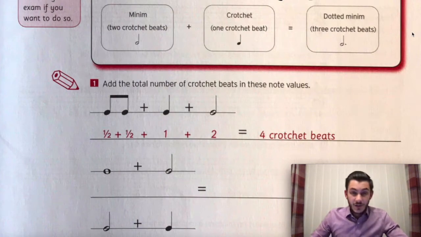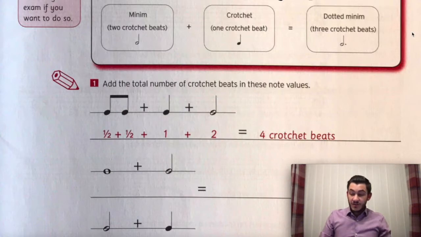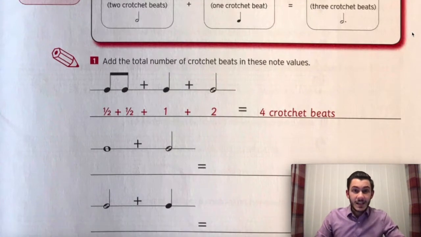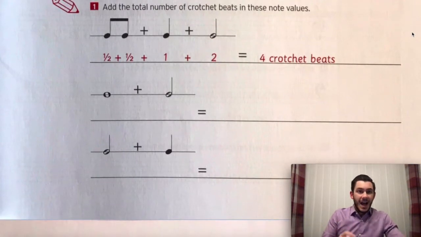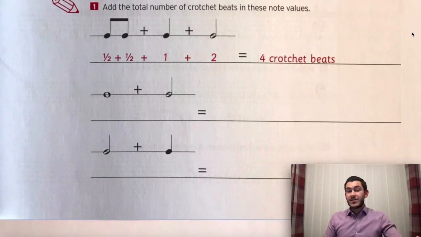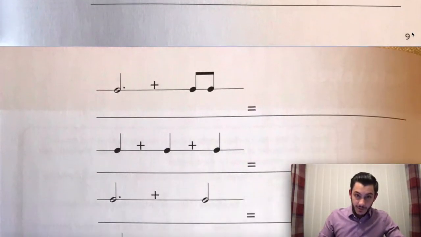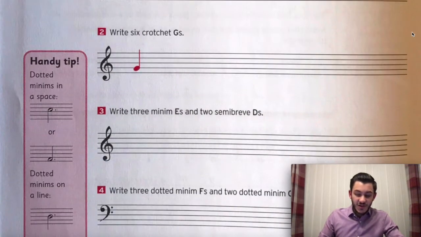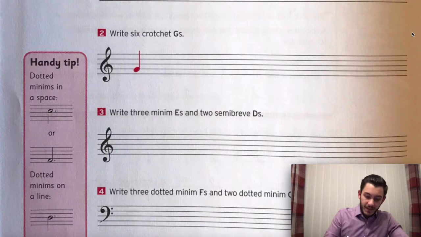So on this page, we have a couple of exercises. I believe there are 5 in this section, so there's 2 pages to this. It starts by asking us to add the total number of crotchet beats together. For example, a half, add 1, add 2 equals 4 crotchet beats. And there are more examples below. Then it asks us to write 6 crotchet Gs, so you're going to have to use your rhymes. Look, is it treble clef? Is it bass clef?